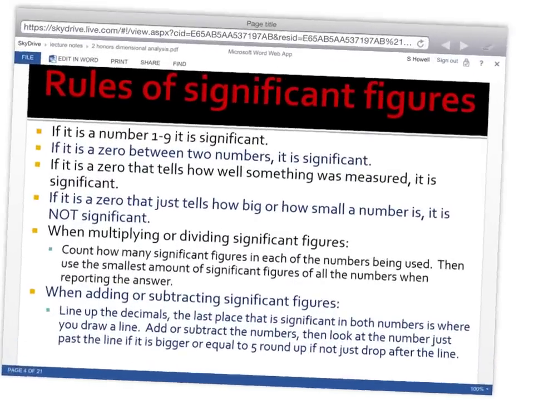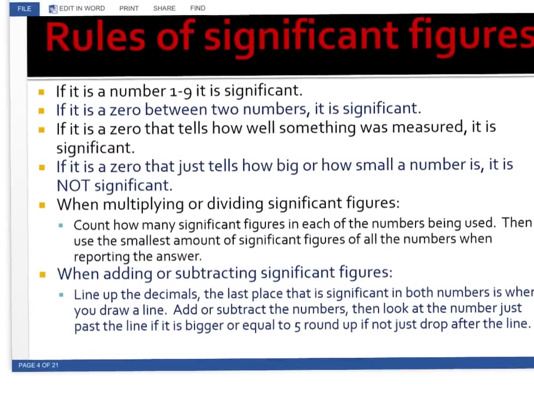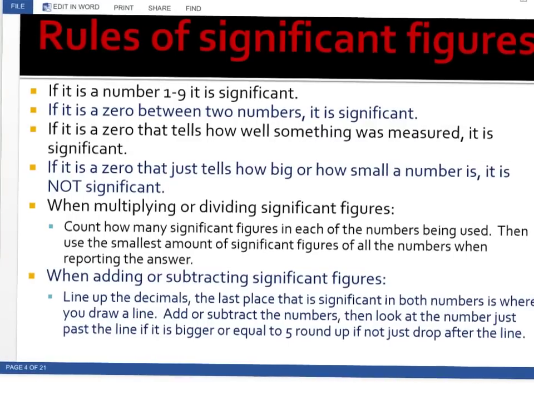Okay, significant figures are a large part of the things that you need to know. So here are some rules for significant figures again, just to go over them and make sure that you know how to identify significant figures. I've broken them down into really small parts here. I've also talked about the special rules when you're adding, subtracting, multiplying, or dividing. So make sure that you go over these.